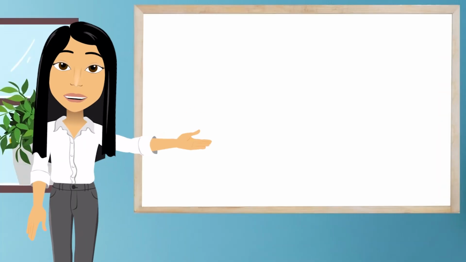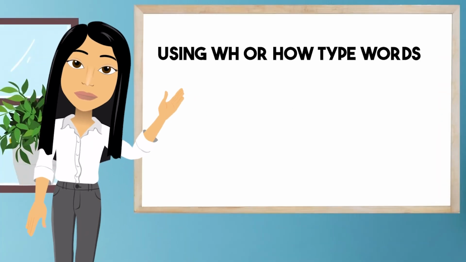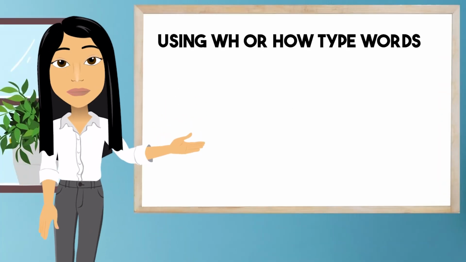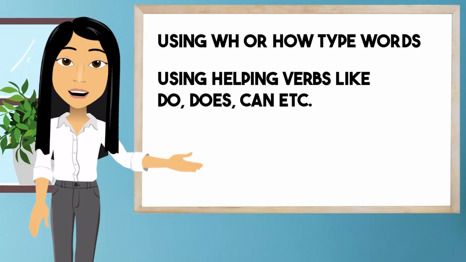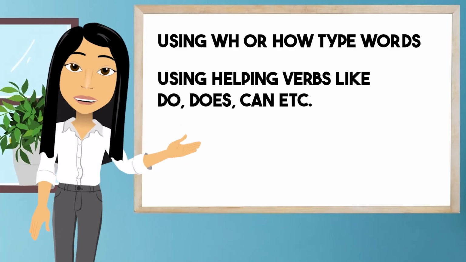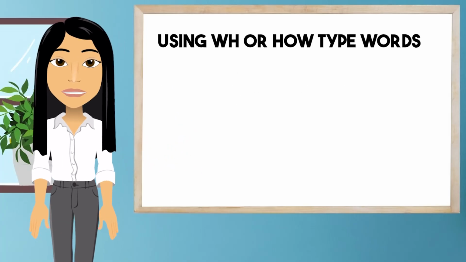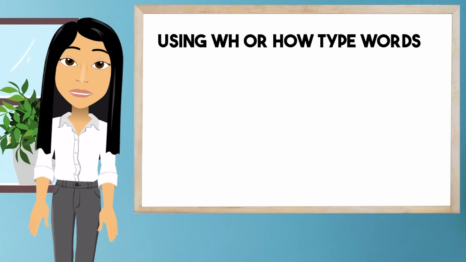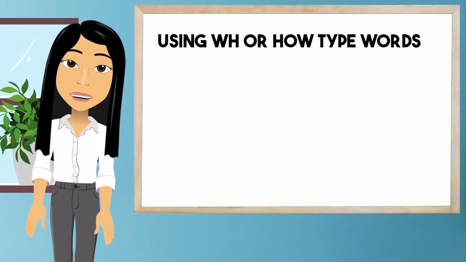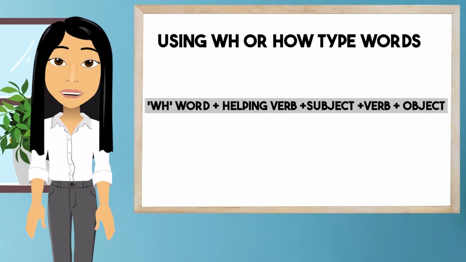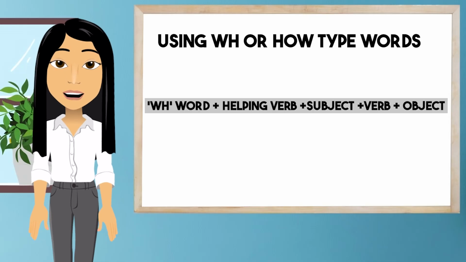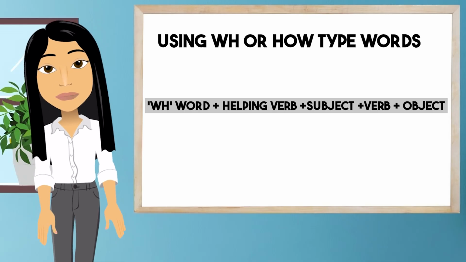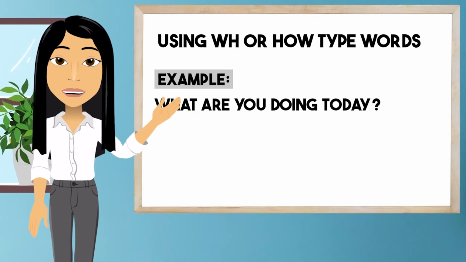There are two ways to ask questions in English. Using do-h or how type words. Using helping verbs like do, does, can, etc. In the first approach, questions are designed to answer comprehensive inquiries. These questions are structured as follows: watchword plus helping verb plus subject plus verb plus object. For example, what are you doing today?